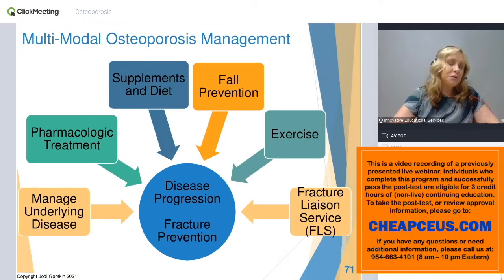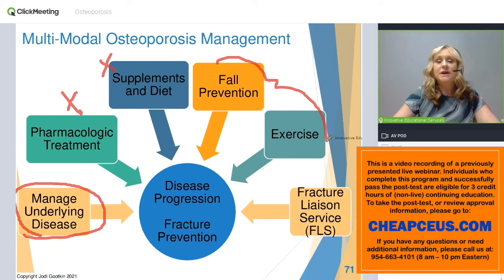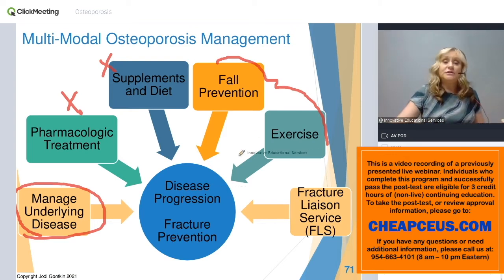Management for the individual with osteoporosis is then going to be multimodal, pulling in all of the different aspects to manage if there is an underlying disease and manage the osteoporosis itself through pharmacologic treatments, diet, and supplements. From a rehab perspective, we're looking at fall prevention and exercise to be osteogenic, as well as for general strengthening and conditioning, and to manage any of those underlying disease conditions also.